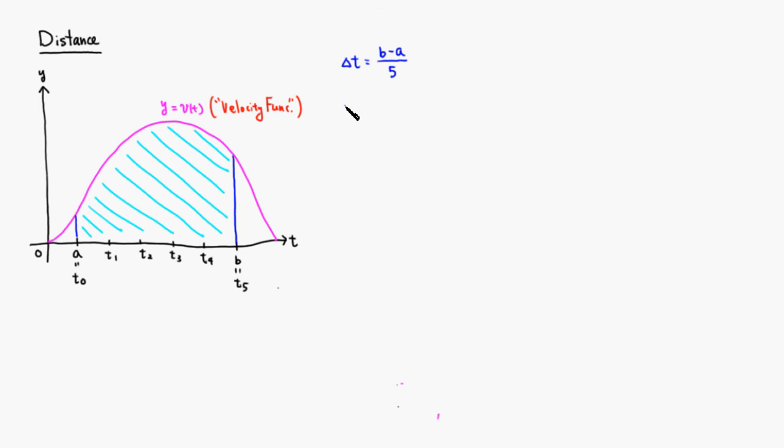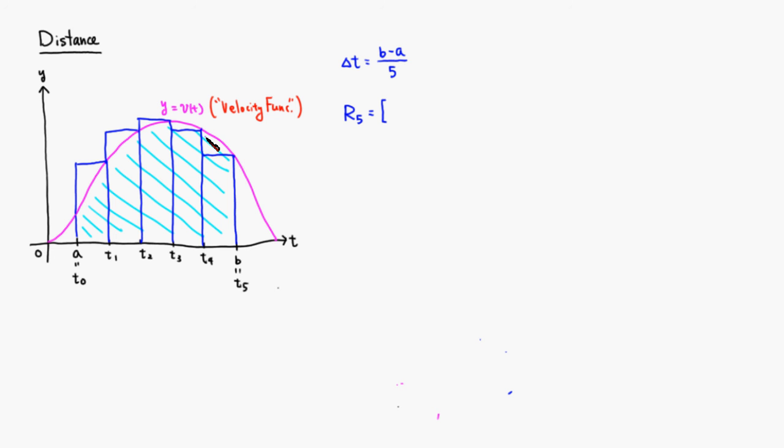Then if you want to find the right sum, say R5, I'm going to use the right endpoint and draw a rectangle here. Use the right endpoint and draw a rectangle here, and again here, and again here. And the last one.